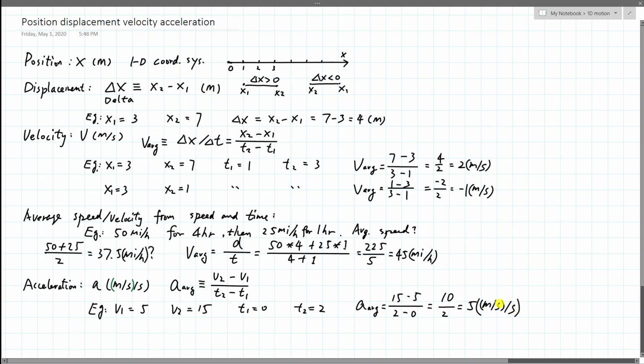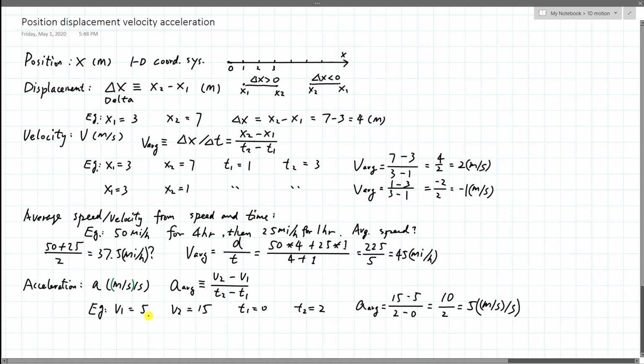So what this means is you are increasing your velocity over time, right? And how fast are you increasing it? You're increasing 5 meters per second every second. So it took 2 seconds to increase the 10 meters per second. And that's why you got a 15 out of the 5 after 2 seconds.